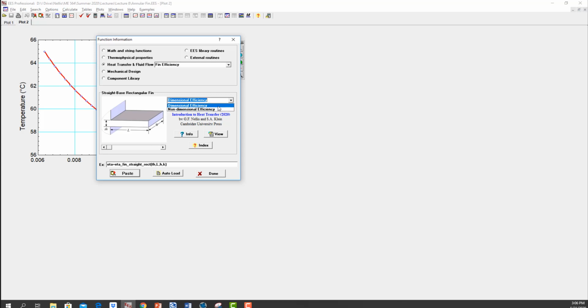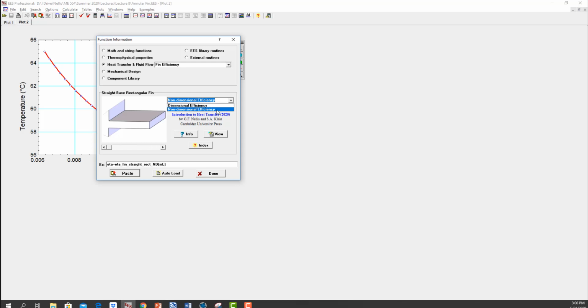You can have a dimensional efficiency and a non-dimensional efficiency, right? So a non-dimensional efficiency would be where you give it, in this case, just m times L. That's a dimensionless number, so this is my non-dimensional efficiency. If I call the dimensional version of this, I have to give it a whole bunch of dimensional quantities. And of course, all this does then is use these dimensional quantities to calculate m times L and then call this function here. So it's just saving you the time to do that.